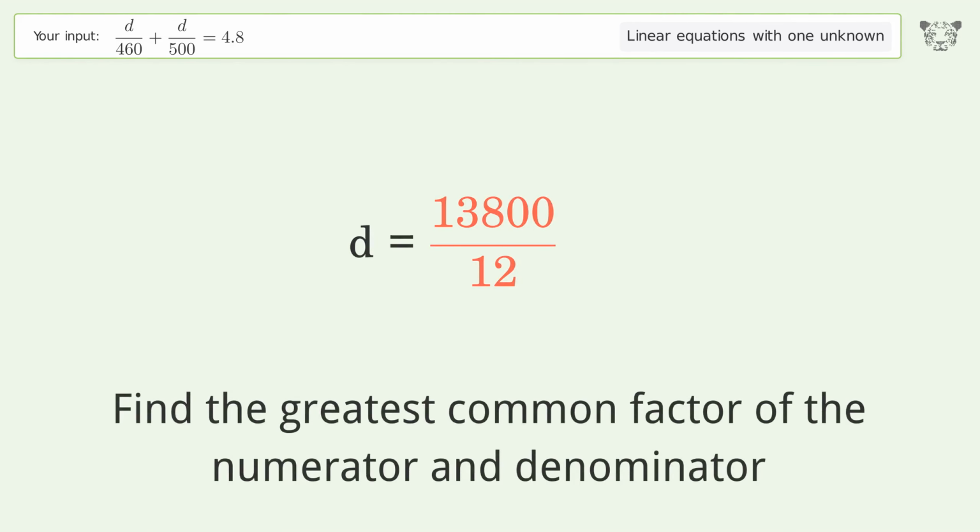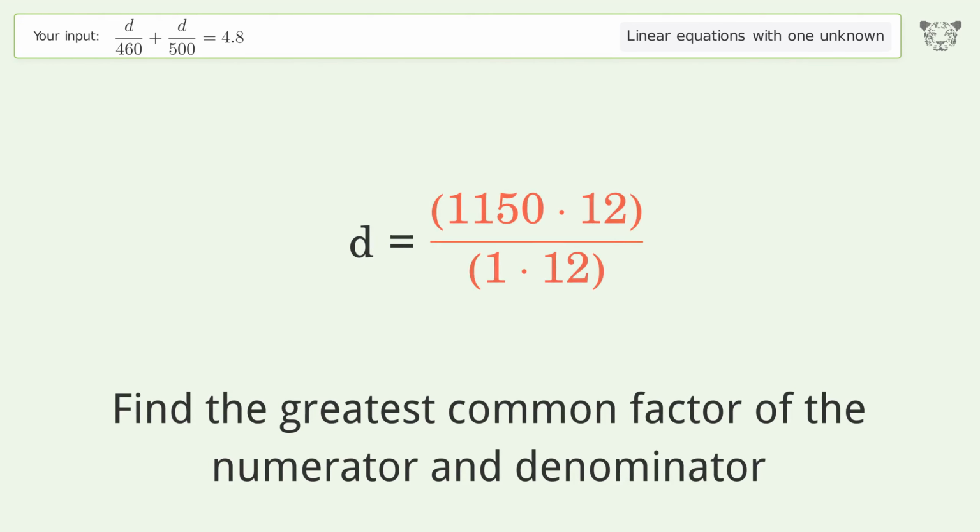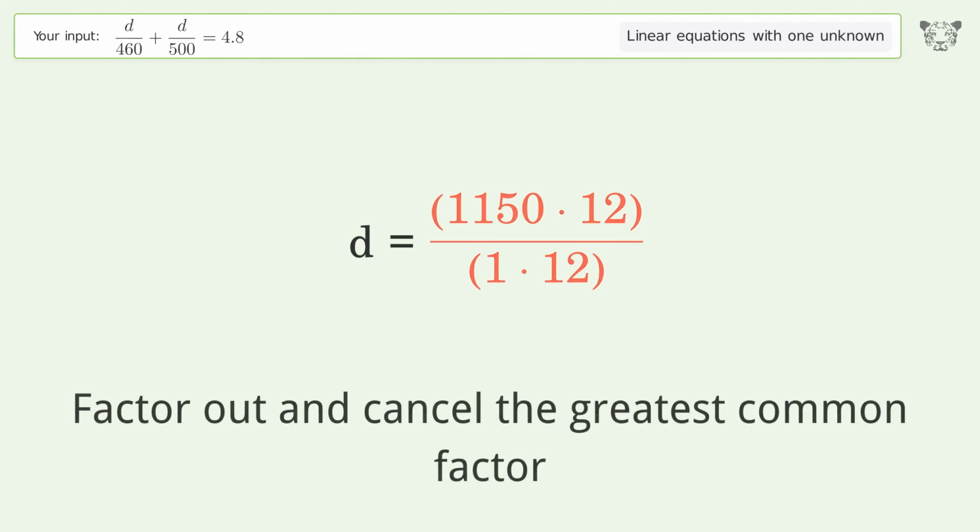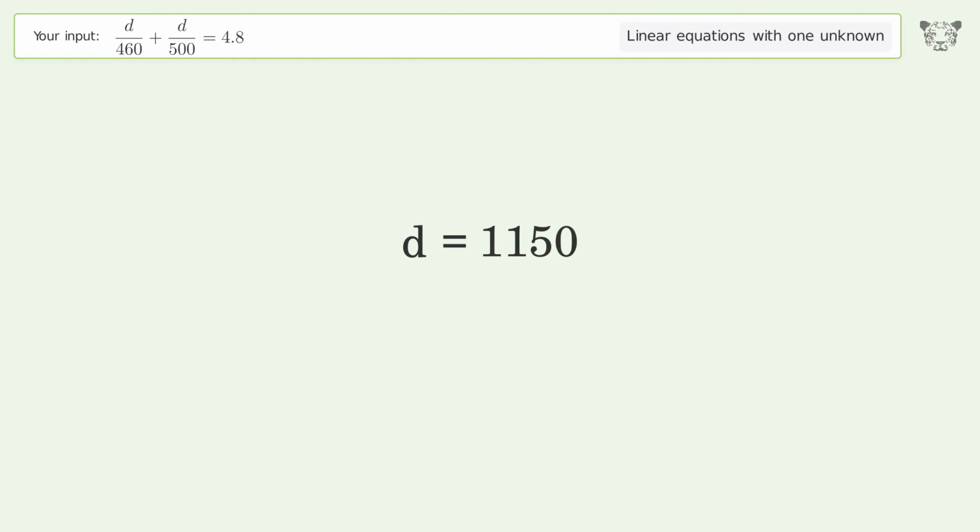Find the greatest common factor of the numerator and denominator. Factor out and cancel the greatest common factor. And so the final result is d equals 1150.